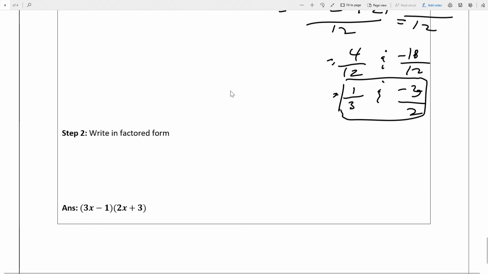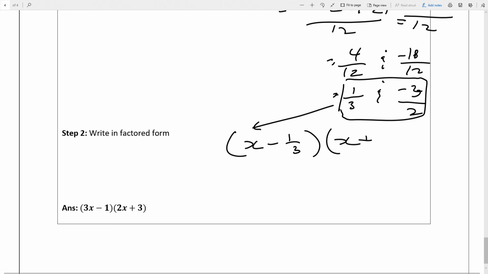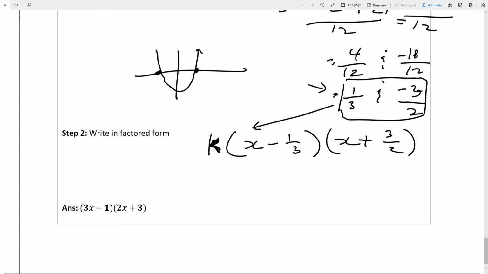How about writing this in factored form? Remember, the factored form would be x minus one of the roots, and then x minus the other root. It's going to be plus because 3 over 2 is negative. Okay, so this is the part where it's not exactly the factored form that we got from above. That's because, like I just mentioned near the beginning of the video, we get the same x-intercepts. The quadratic formula gives you the x-intercepts, but it doesn't give you the exact equation from the beginning.